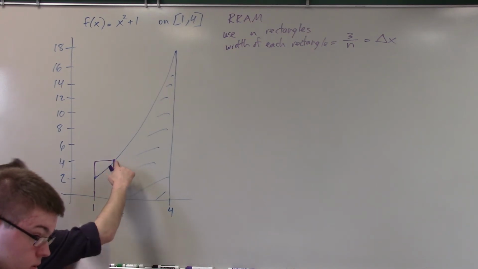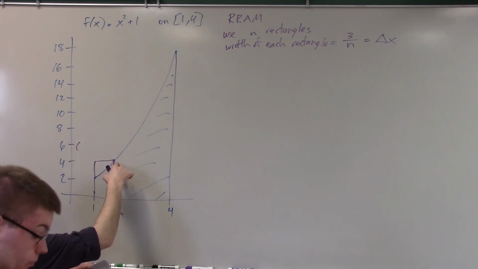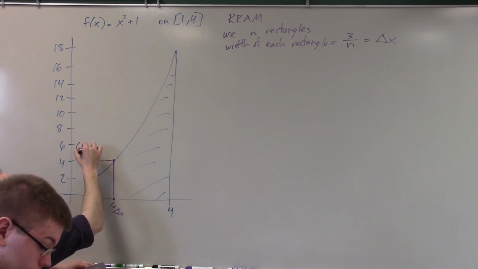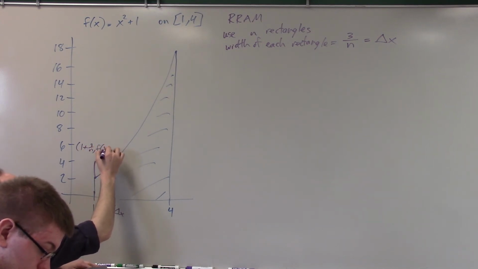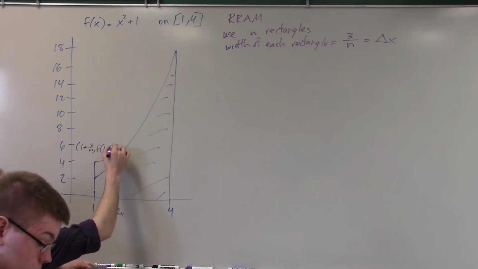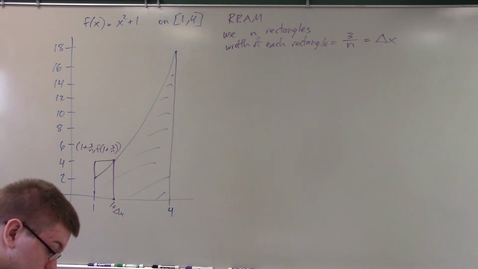And then what are the coordinates of this point up here? 1 plus delta x, comma, f of 1 plus delta x. Let's call it, so it's 1 plus 3 over n, comma, f of 1 plus 3 over n. You can make that much bigger.